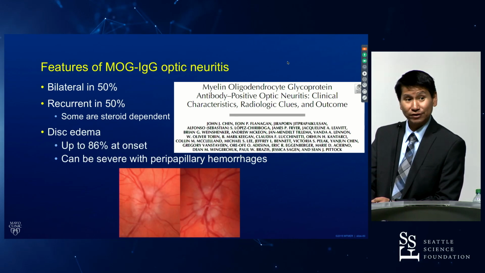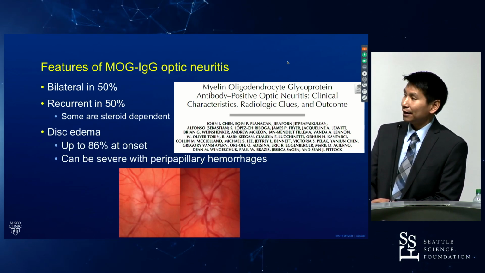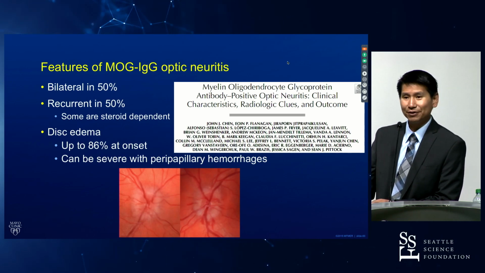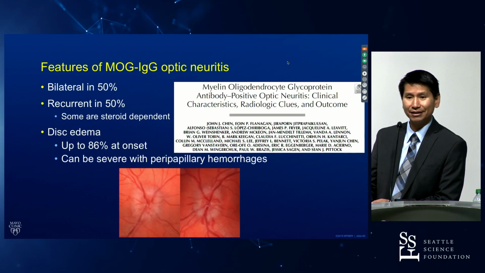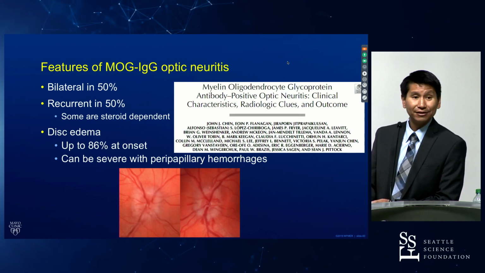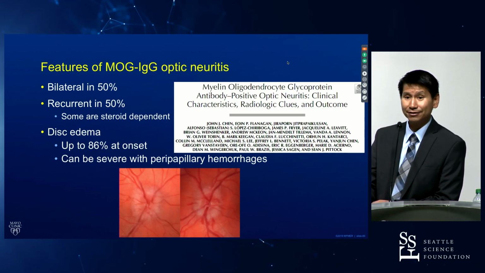Another striking feature is the disc edema, which is present in up to 86% of patients. And it can be severe, sometimes even with peripapillary hemorrhages. So that's why sometimes these patients are confused as having papilledema or ischemic optic neuropathy. It doesn't have to be severe, but if it's present, you're not going to typically see that with NMO or MS. You want to think about MOG.